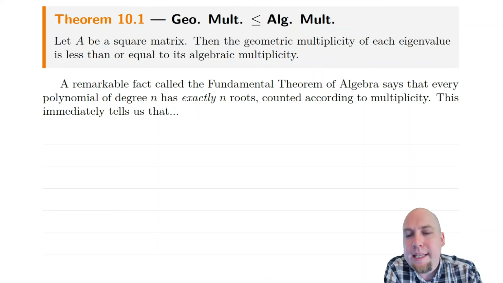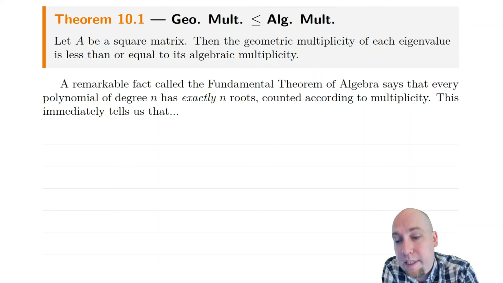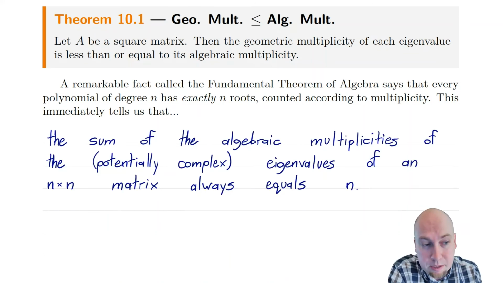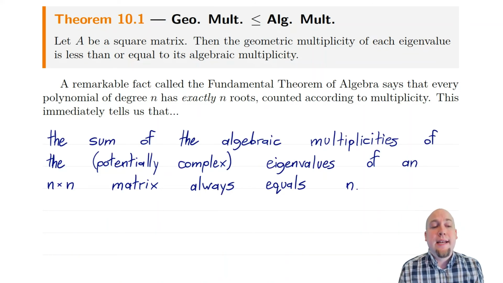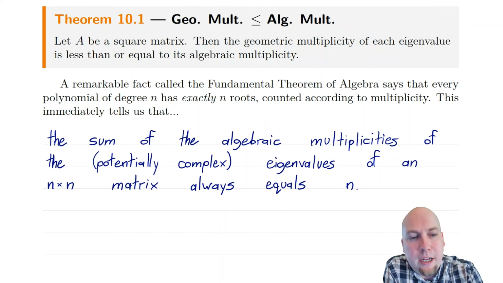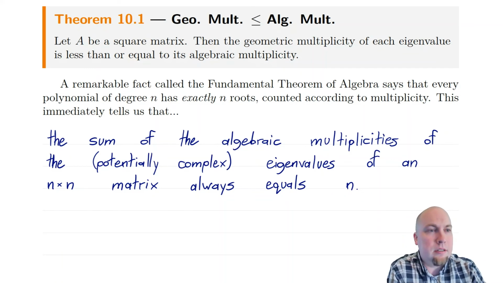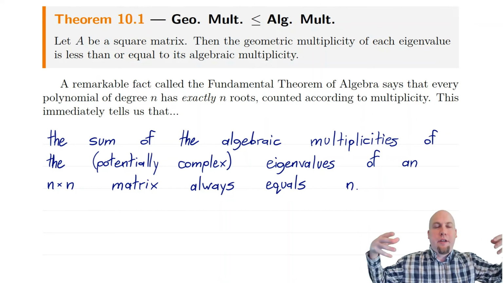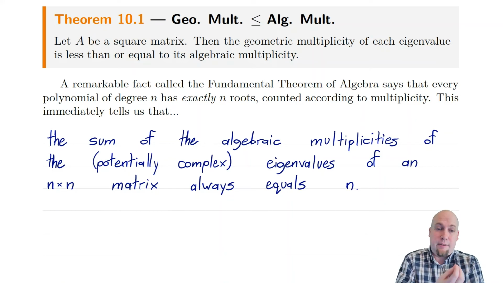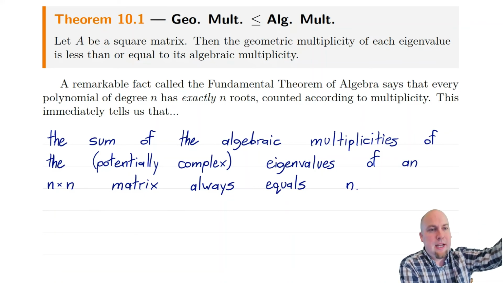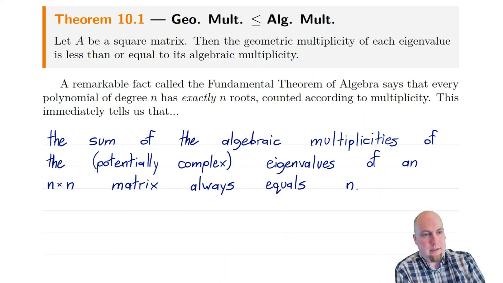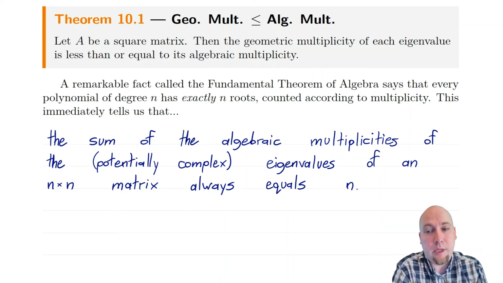Okay, and if you apply this result to the characteristic polynomial, then you get a statement about eigenvalues and algebraic multiplicities. And that statement is that, if you allow complex eigenvalues, then the sum of the algebraic multiplicities of the eigenvalues of any n by n matrix is exactly n. So if you take any matrix, you compute its eigenvalues, keeping in mind that we're allowing complex eigenvalues, and then you compute the algebraic multiplicity of each of those eigenvalues and add them up, what you will get is n. You will get the size of the matrix that you started with.